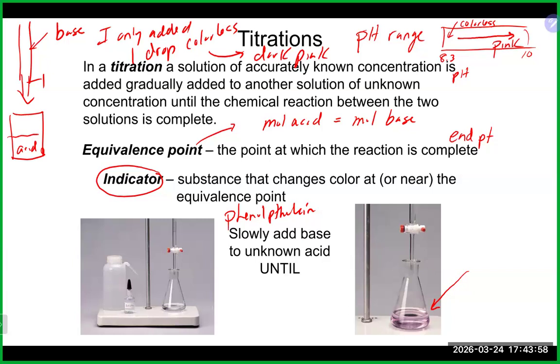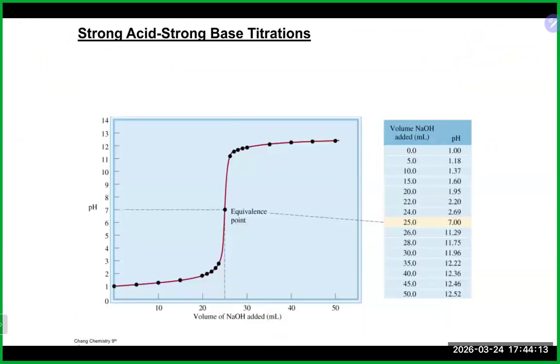So let's talk a little about titrations themselves. We're going to talk about a few different types of titrations, and we're going to talk about sort of how you kind of calculate the pH along the way. So the first titration we're going to talk about really is a strong acid, strong base titration.